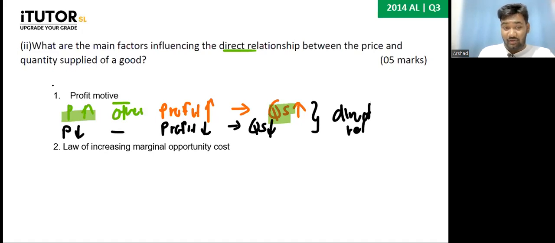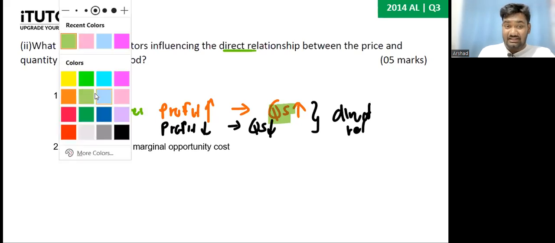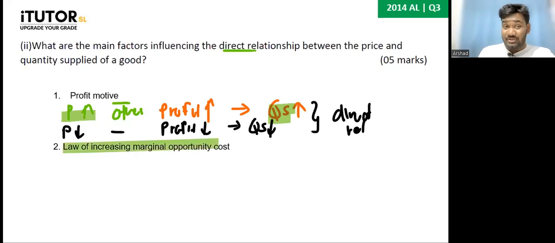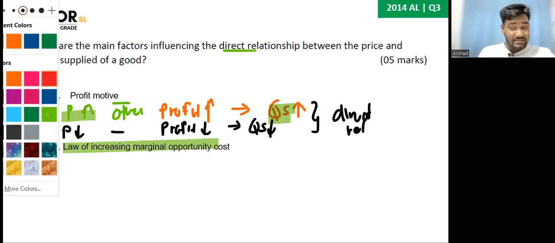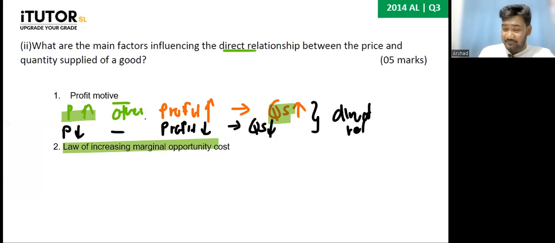Fine. The profitability thing, the profit motive, is the first reason why you have a direct relationship between price and quantity supplied. Okay, then what's the next reason? The second reason is the law of increasing marginal opportunity cost. So this is where some people get confused. Guys, remember in unit number 1, we learned increasing opportunity cost, and I told you that is the more practical thing.